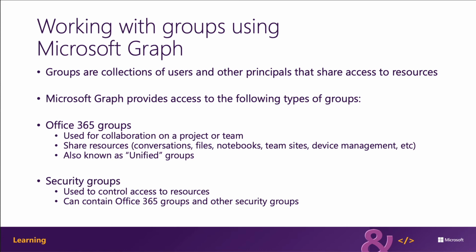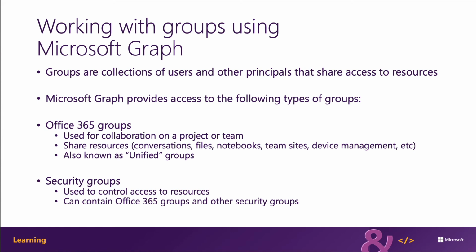Unlike Office 365 groups, security groups are used to control access to resources. Apps can check if a user is a member of a security group to determine if they can access specific resources within the app. Another capability of security groups is that while they can contain users like Office 365 groups, security groups can also contain other security groups, and this allows admins added flexibility in determining the users who can access secured resources.